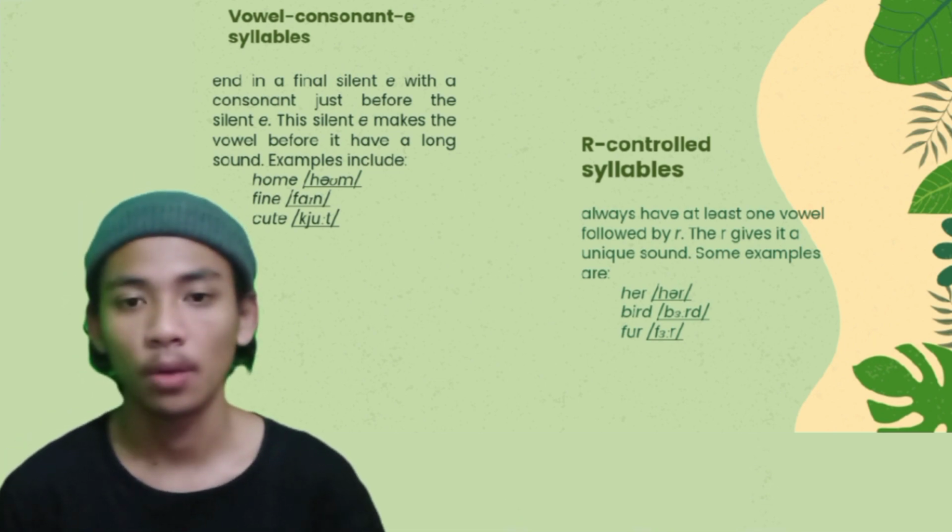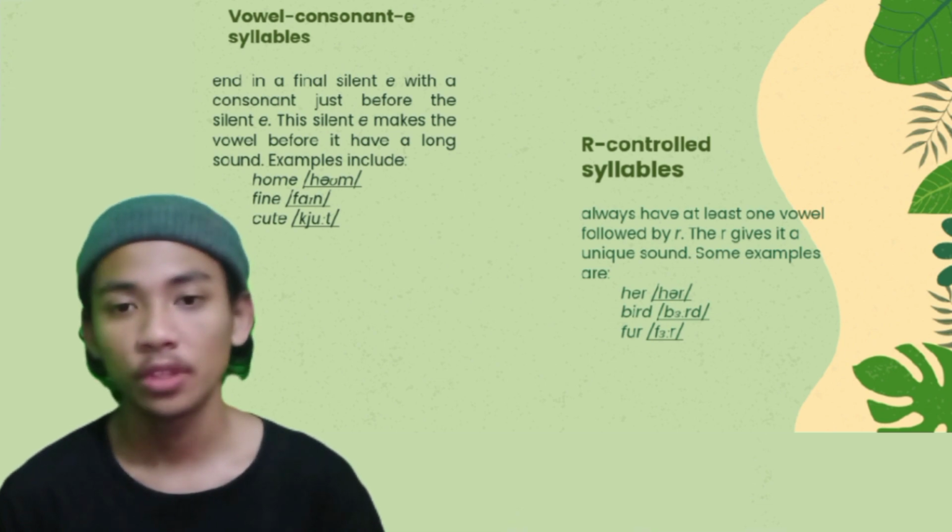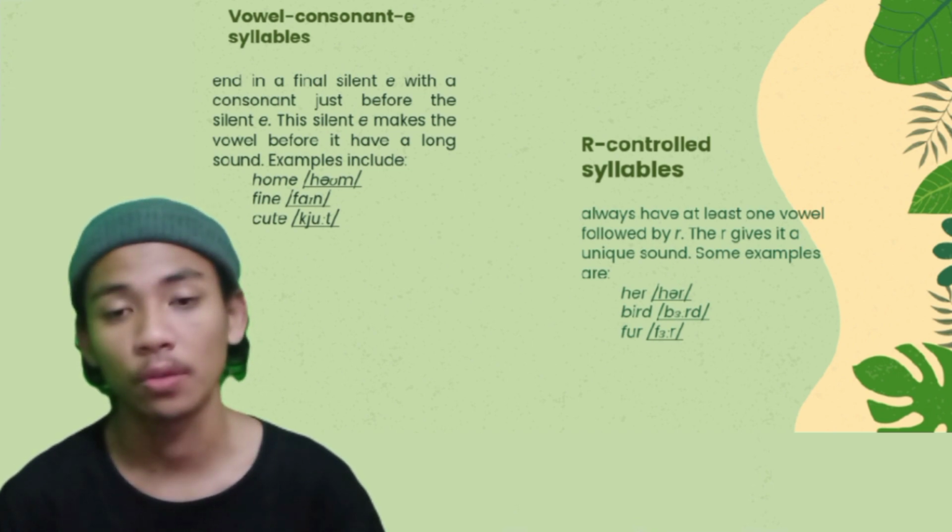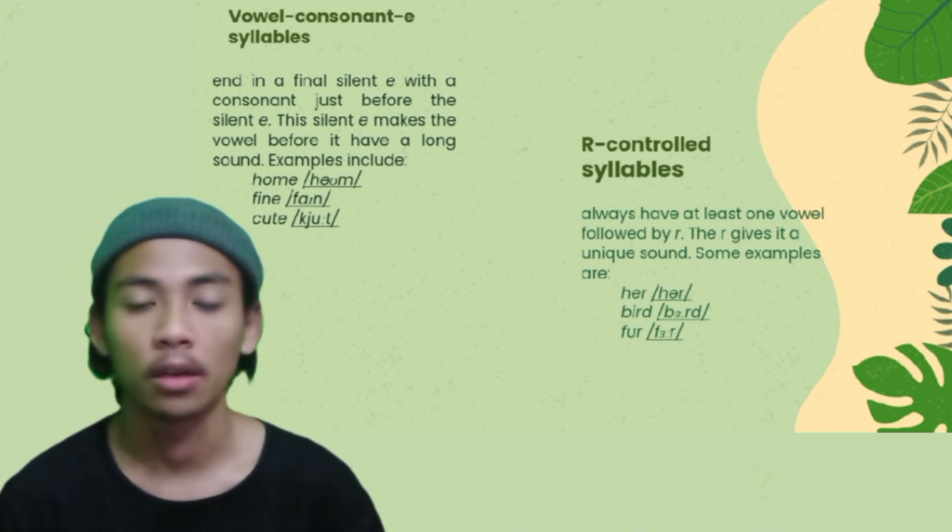R-controlled syllables always have at least one vowel followed by R. The R gives it a unique sound. Some examples are her, bird, fur.